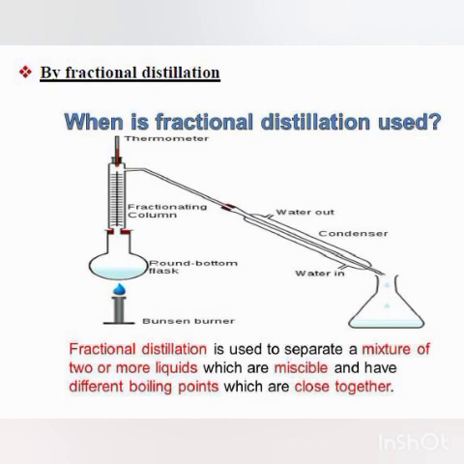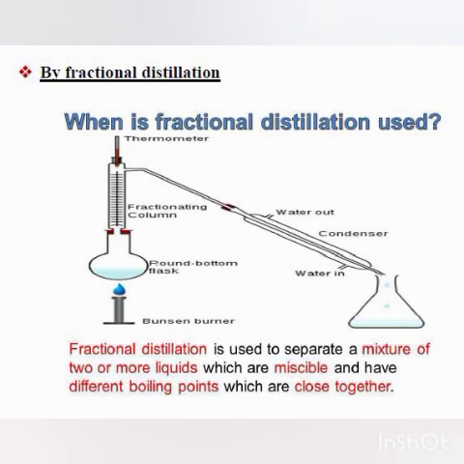For example, for separation of different gases from air. The apparatus is similar to that of the simple distillation, except that the fractionating column is fitted in between the distillation flask and the condenser. And you can see the picture also. You can see it in the slide. So the condenser is fixed. Here the process is not explained.